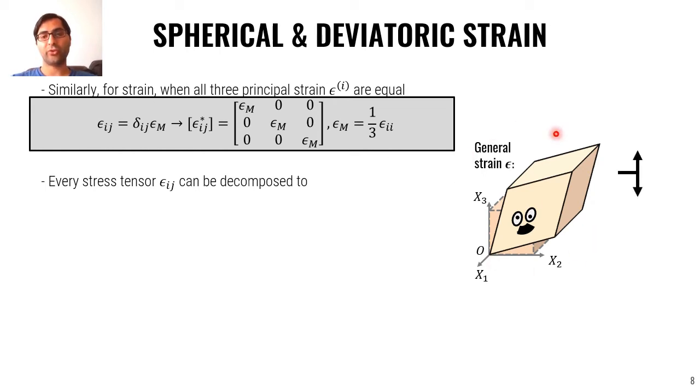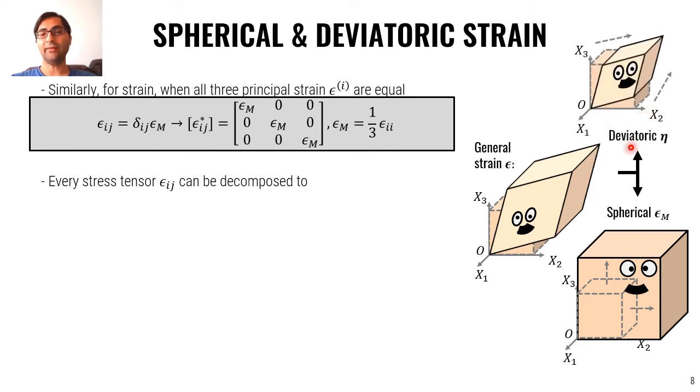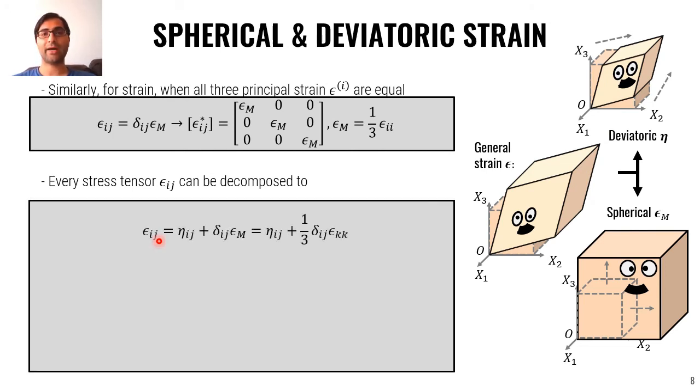We also can decompose a general strain to a spherical one, which basically shows the symmetric shrinkage or expansion, and a deviatoric part, which explains the distortion, but no expansion or shrinkage of the element. The same as the stress tensor case, the strain can be decomposed to the deviatoric part plus delta ij epsilon m, which is the spherical part. And the spherical part can be written as 1/3 of delta ij epsilon kk.